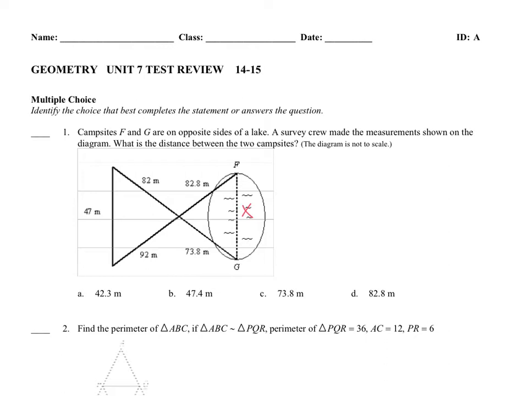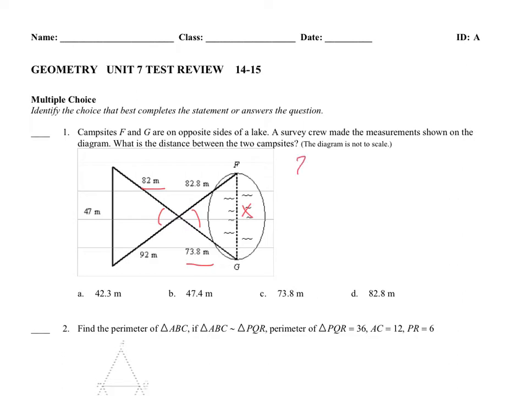All right, so we are going to say that these are similar triangles because we've got congruent vertical angles, and if we take 82, we don't know that the triangles are similar, but we can figure that out, and corresponding sides would tell us that 82 and 73.8 are corresponding if these are parallel lines.